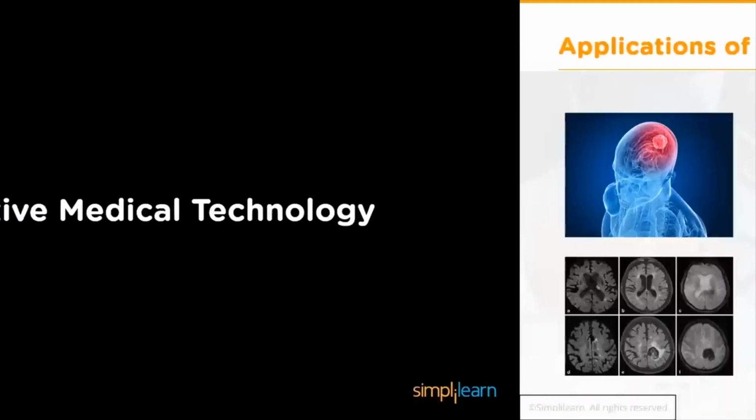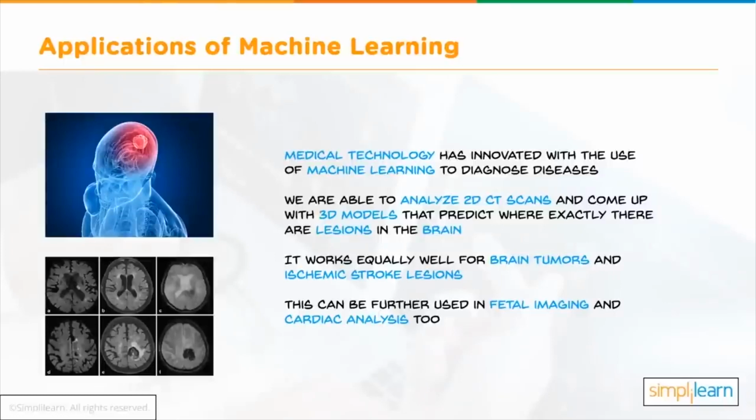Assistive medical technology. Medical technology has been innovated. With the help of machine learning, diagnosing diseases has been easier, from which we can create 3D models that can predict where exactly there are lesions in the brain. It works just as well for brain tumors and ischemic stroke lesions. They can also be used in fetal imaging and cardiac analysis.